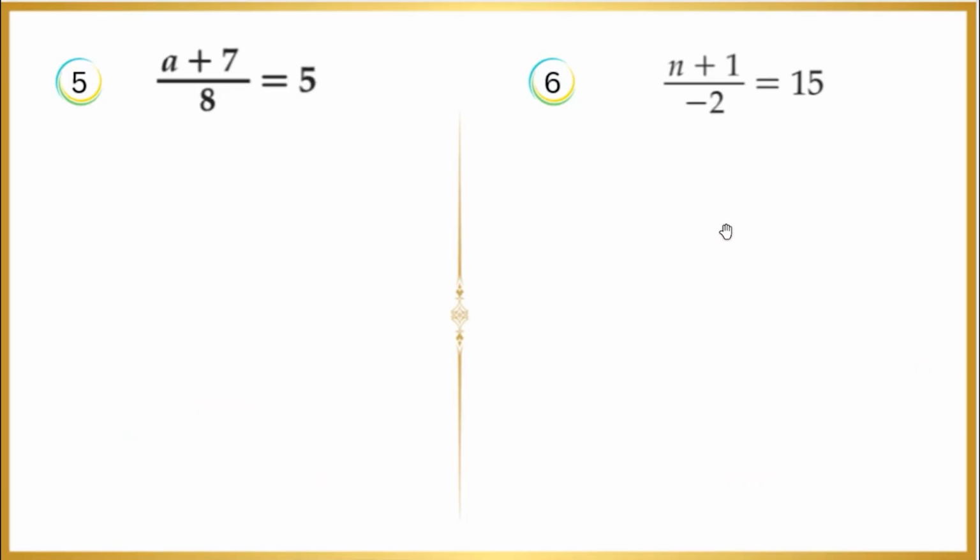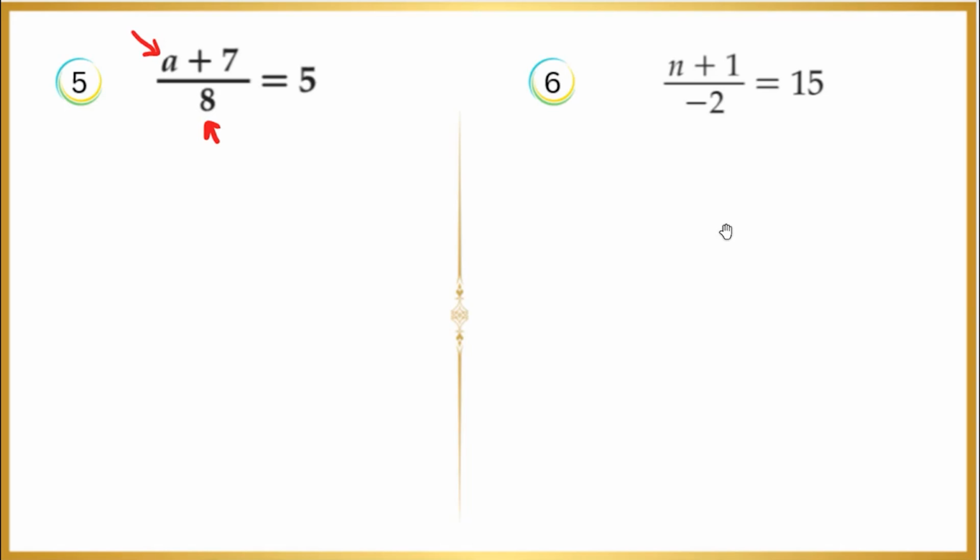A plus 7 over 8 equals 5. Where is the variable here? The variable is a. Which numbers are around a on the same side? We have plus 7 and we have divided by 8. Which one should we cancel first? If you said 7 first, look: how can you cancel this 7 when you have 8 down here? This 8 prevents you from canceling 7.